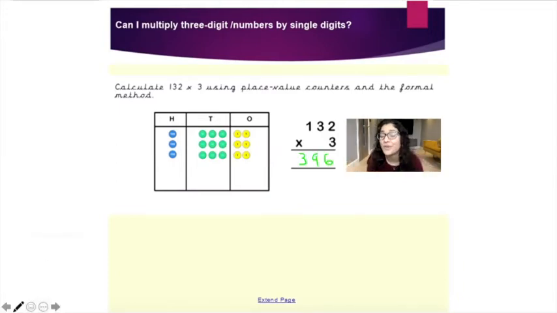Welcome back. So if you got the answer 396, then you are correct. So remember, using this method, you put the bigger number at the top, which is 132. You put the single digit at the bottom, which is 3, and then you multiply each digit in the big number by the single digit. So for example, 2 times 3, you put 6 there because the answer is 6. You move on to the next digit in the tens column. 3 times 3. The answer is 9, so you put the 9 in the tens column. And then moving on to the final column, the hundreds column, we have the number 1. 1 times 3 equals 3, so you put that as you can see there.